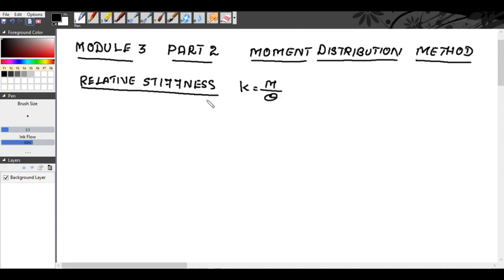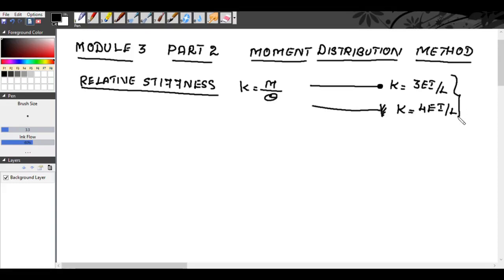When the far end is hinged, the relative stiffness K is equal to 3EI by L. And when the far end is fixed, the stiffness is not relative stiffness, it is stiffness, equal to 4EI by L. Now, what is the relative stiffness? That is relating these both.